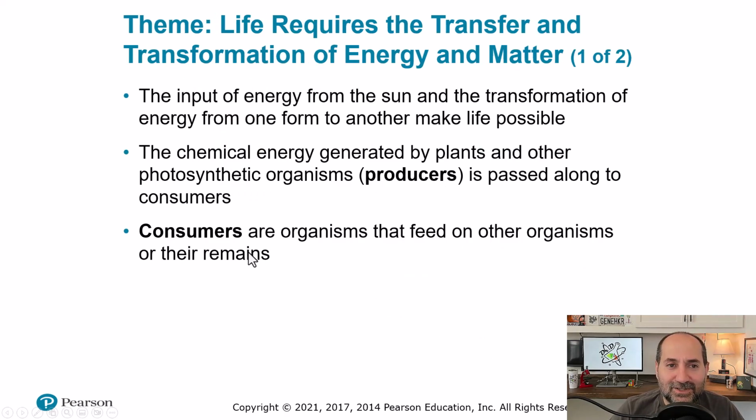Now, remember we talked about life requiring energy and transferring and transforming that energy. You should know that producers in the ecosystem are the ones that can produce their own chemical energy. So these are the plants and the photosynthesizers. And then you should know that consumers are the ones that consume to obtain their energy. And these include the animals, right?